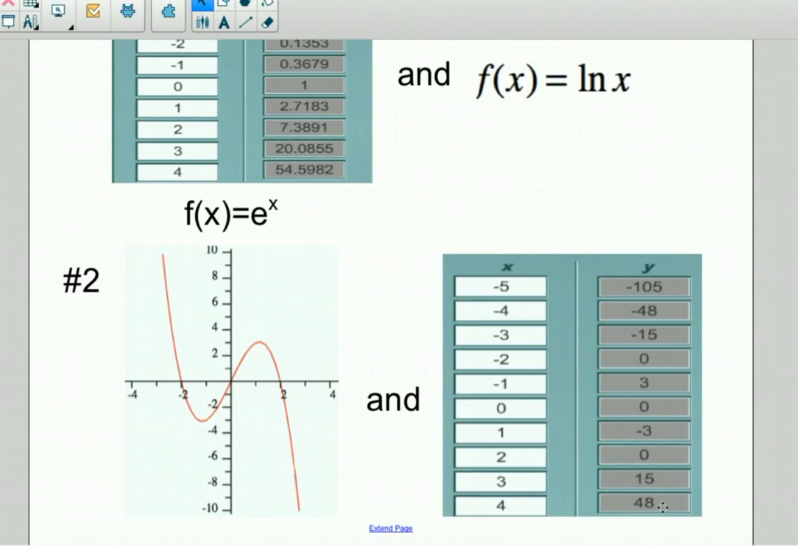So these two are actually reflections over the x-axis of each other. They're simply, one of them is a negative. Like if you just flip this one upside down, it would be this data table. So if you found that relationship, great.